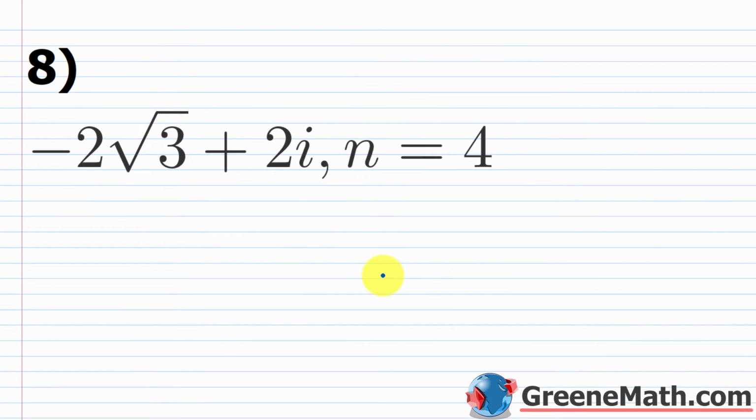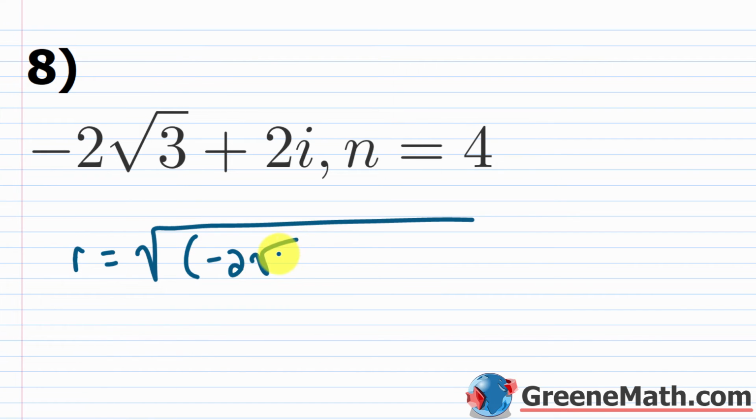All right, for problem 8, now we have negative 2 times square root of 3 plus 2i. And here we're given that n is 4. So first, again, let's put this in polar form. So r is equal to the square root of: you take this negative 2 times square root of 3, that's going to be squared, then plus, you take this 2, that's going to be squared.